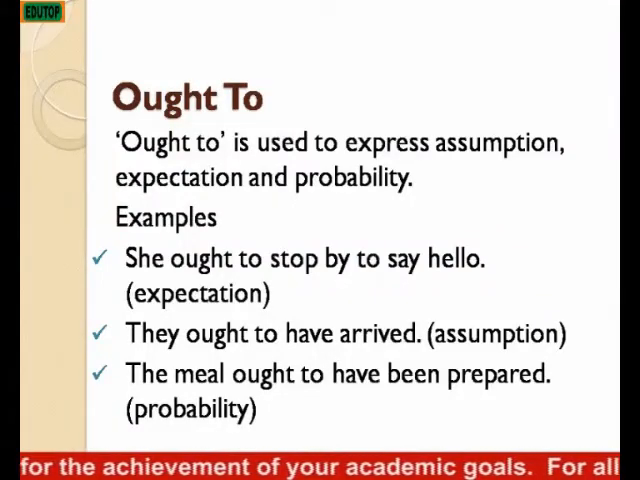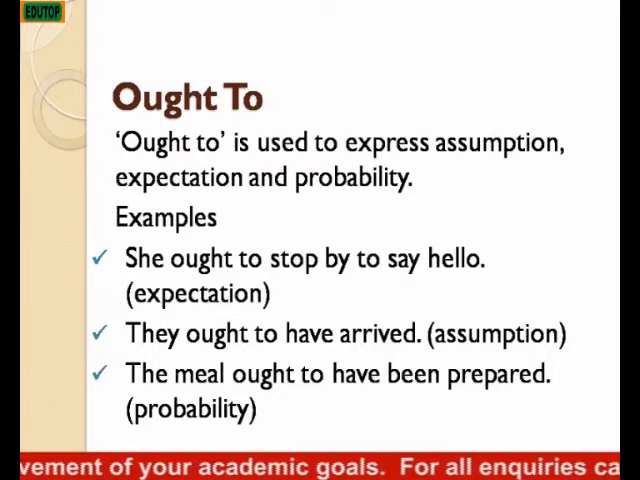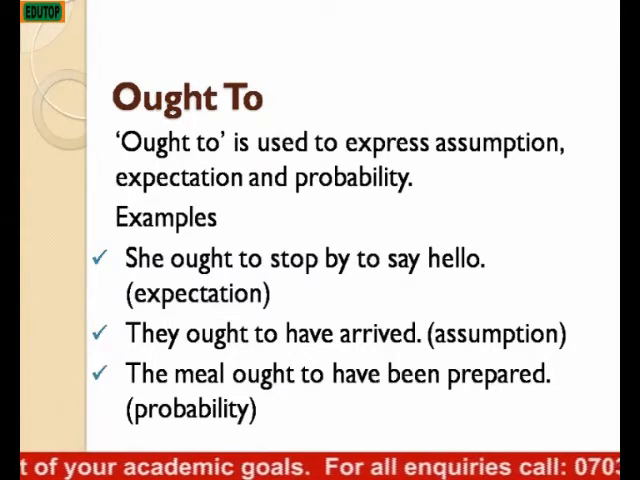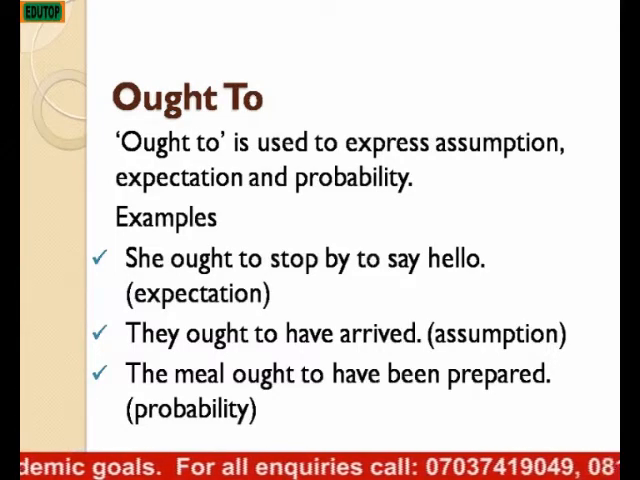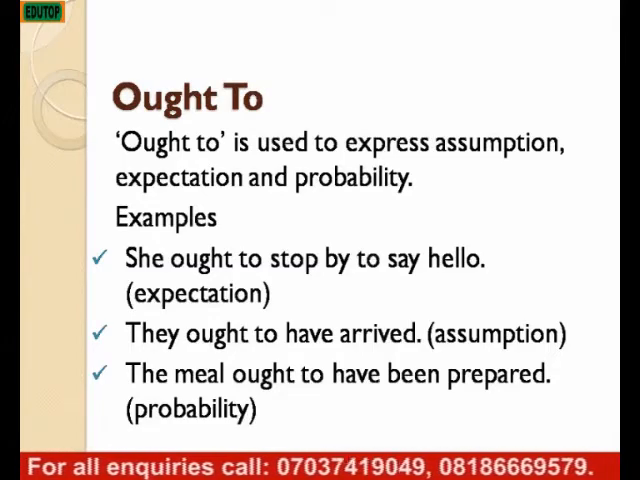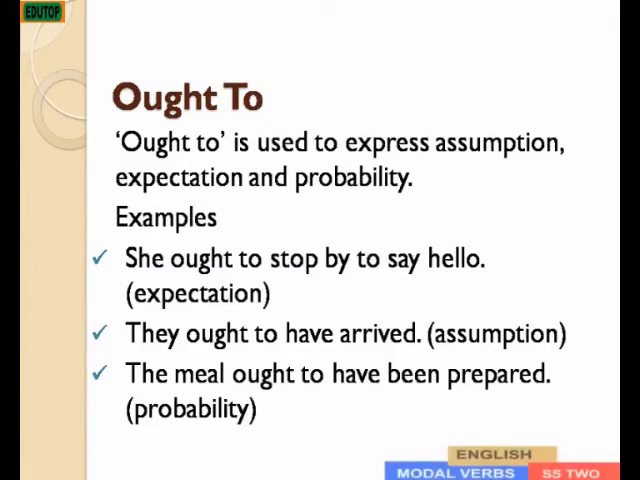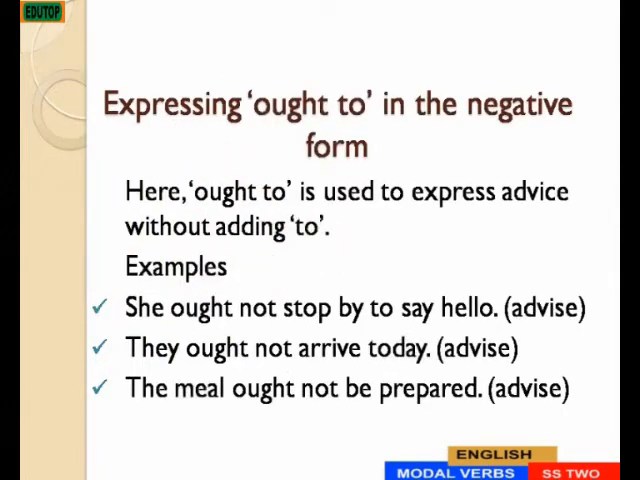Expectation, and probability. Examples: She ought to stop by to say hello. This is expressing expectation. They ought to have arrived. This is expressing assumption. The meal ought to have been prepared. It is expressing probability.